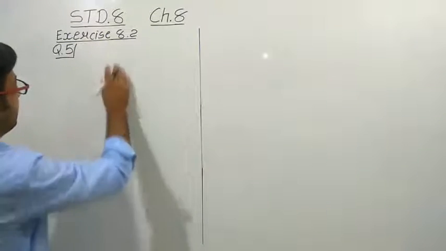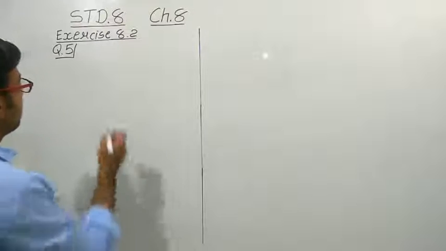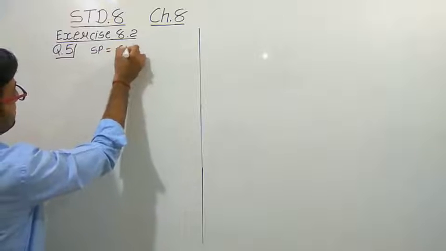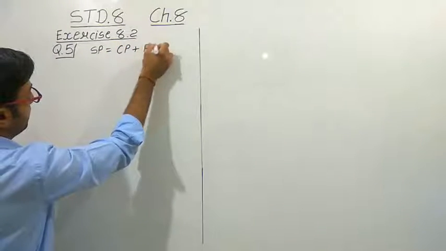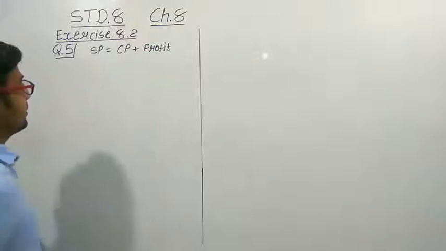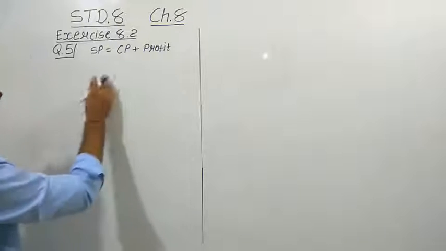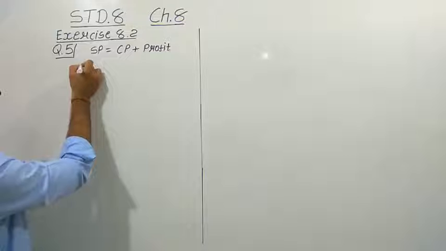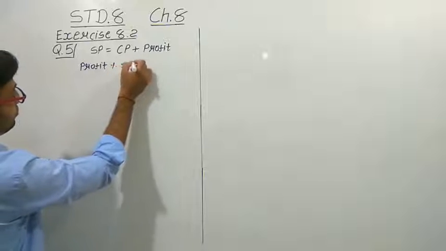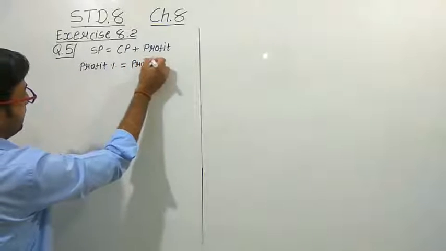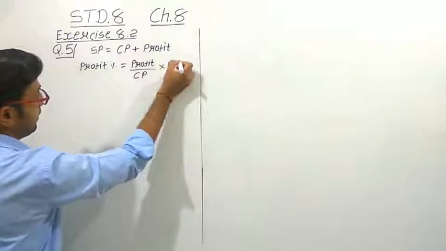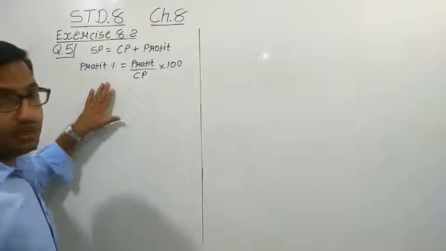So here we know that whenever there is a profit, we will write down the selling price SP as cost price plus profit. Right? Whenever there is a profit, we are writing the selling price as cost price plus profit. And we have one of the formulas of the profit percentage, that is profit percentage is equal to whatever profit we have made upon cost price into 100. Right? This is the formula that we have already studied.